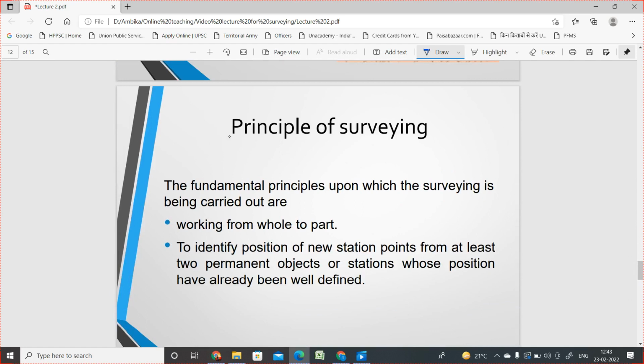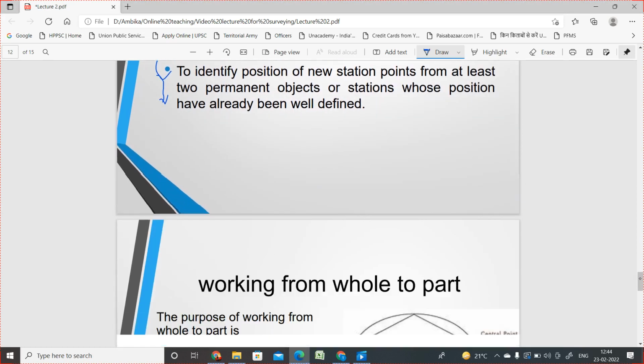Now the next one is, what is the main principle of surveying? This question is very important and it is asked many times in exams too. Principle of surveying. Always remember that there are two principles of surveying. The first one is working from whole to part, and the second one is to identify the position of unknown points with the help of known points. When we start surveying, we always have to work on these two principles so that we can achieve our objective. So this is the main principle, which we will discuss in the next slides.